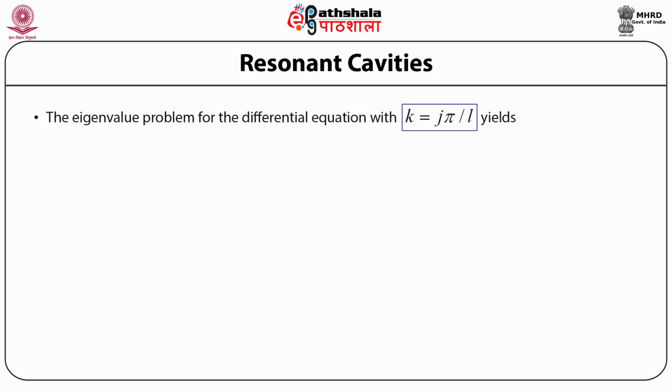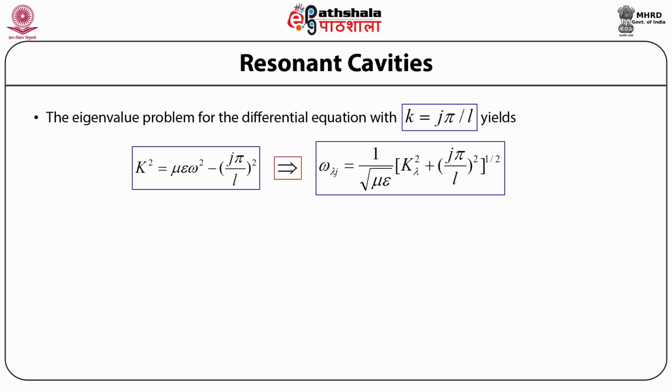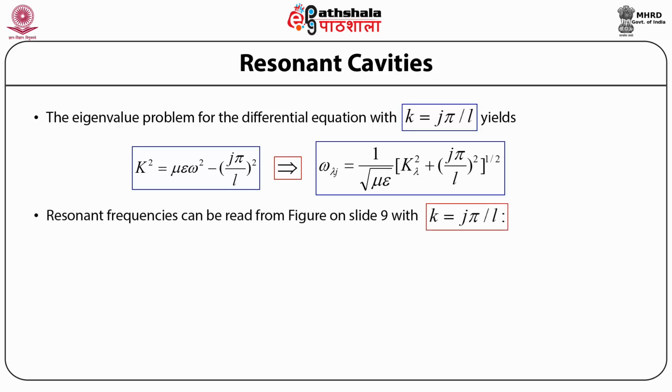Solving these equations, the eigenvalue problem for the differential equation with the wave number k equal to jπ by L yields the value of K squared is equal to μ ε ω squared minus (jπ/L) whole squared, and from this we can then find out the value of the angular frequency ω_λj is equal to 1 upon root of μ ε times [K_λ squared plus (jπ/L) squared] to the power half, and the resonant frequencies can then be found out with the value of the wave number k equal to jπ by L.